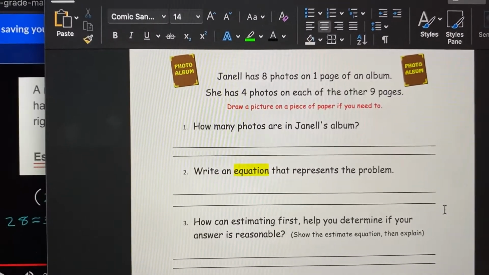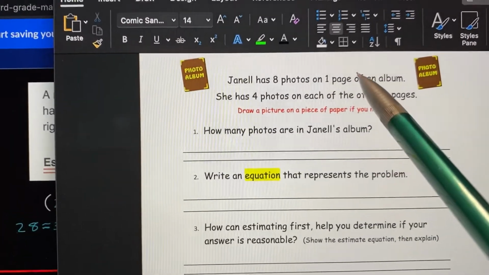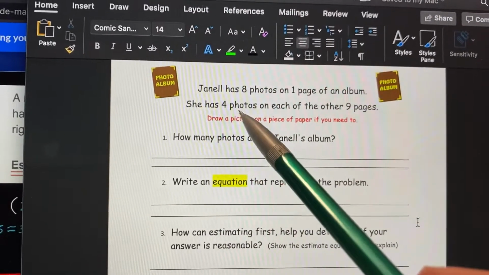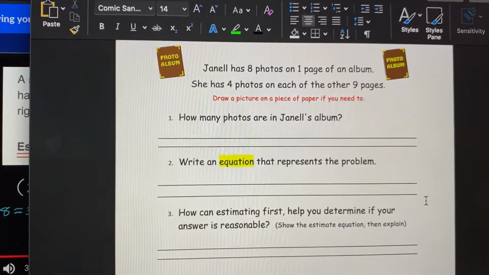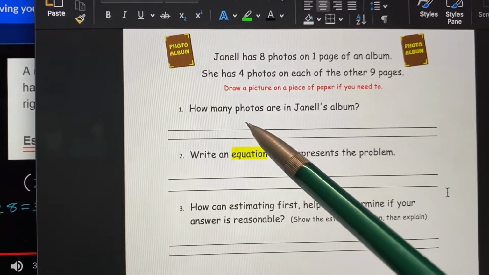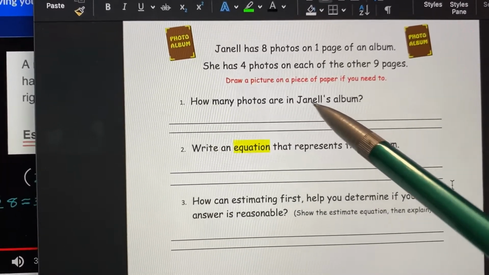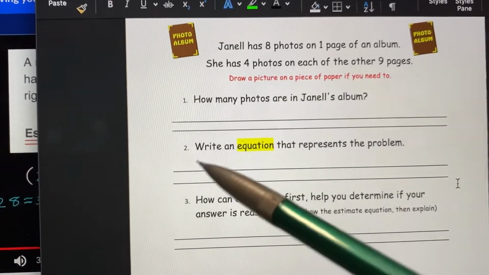So follow along. Janelle has 8 photos on one page of an album. She has 4 photos on each of the other 9 pages. Now, in this word problem, the first question is asking us, how many photos are in Janelle's album? So we need to find the total of photos in Janelle's album.